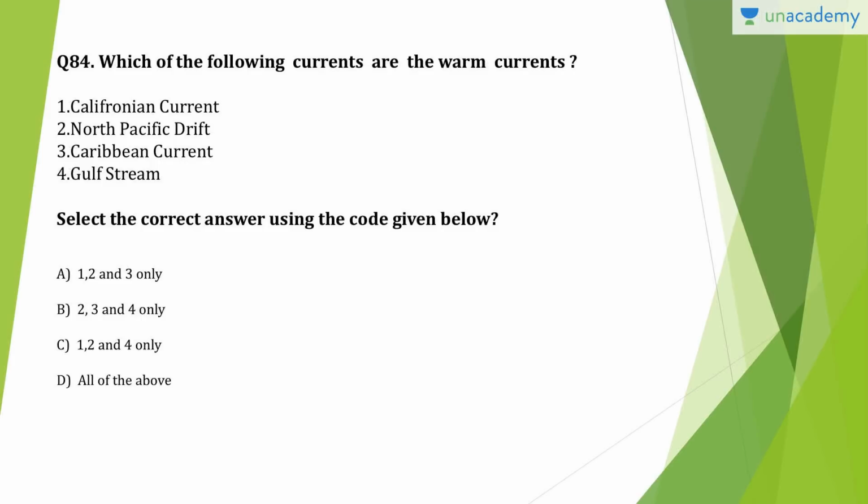Question number 84. Which of the following currents are the warm currents? Californian current is a cold current, so the first is wrong. Since the first is wrong, the only option that can be correct is B, that is 2, 3, 4. All of the above cannot be the answer. A cannot be the answer, C cannot be the answer. North Pacific drift is a warm current, Caribbean current is a warm current, and even Gulf Stream is a warm current. So the answer here is B, 2, 3, 4.